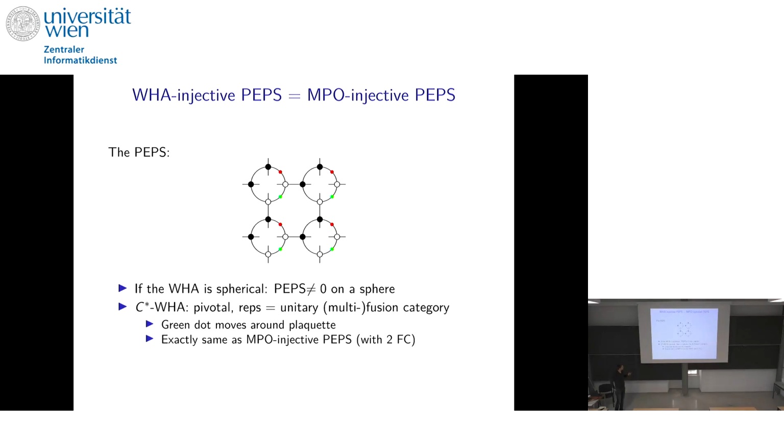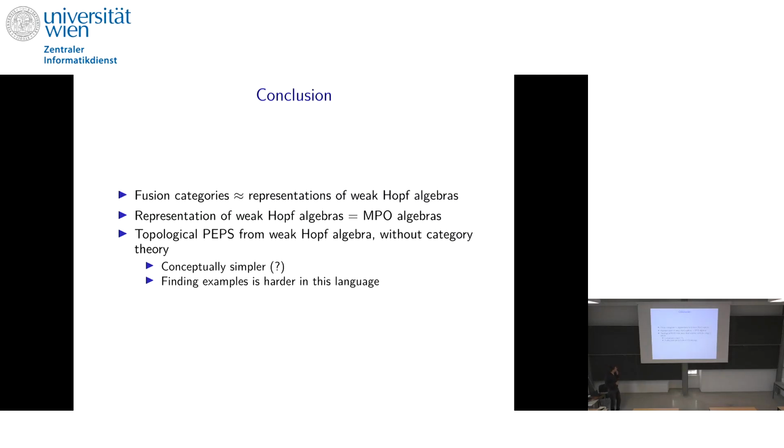What we arrived at is a topologically ordered PEPS that is actually exactly the same as the MPO injective PEPS. Note that you have two fusion categories, just as Lawrence had two fusion categories, one corresponding to the category of the representations of the VCOP algebra itself, and the other fusion category corresponding to the category of the representations of the dual of the VCOP.